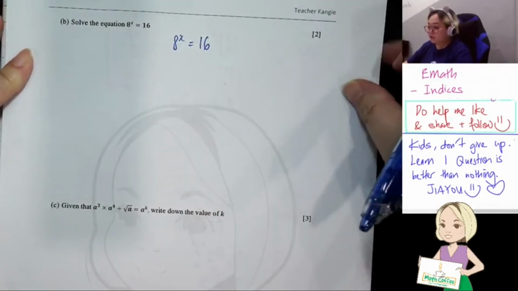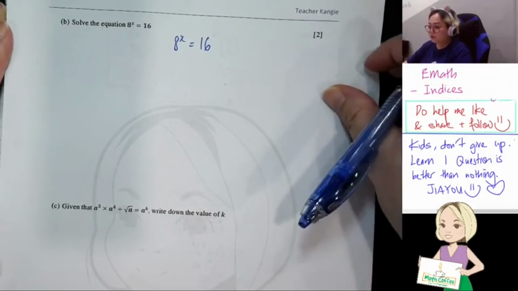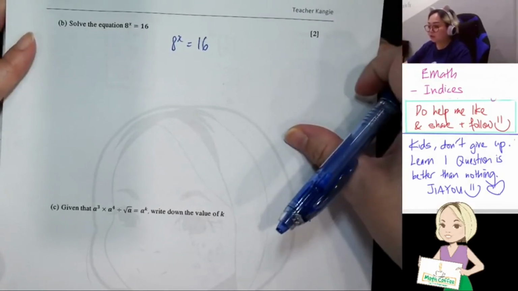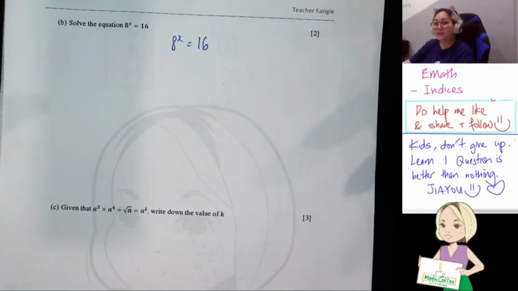Actually, this question is not tough, but because they use the numbers 8 and 16, a lot of students think, I know 8 times 2 is 16, so they will go and divide by 8, correct? But no, this one is not using 8. They just put it there on purpose to trick you.